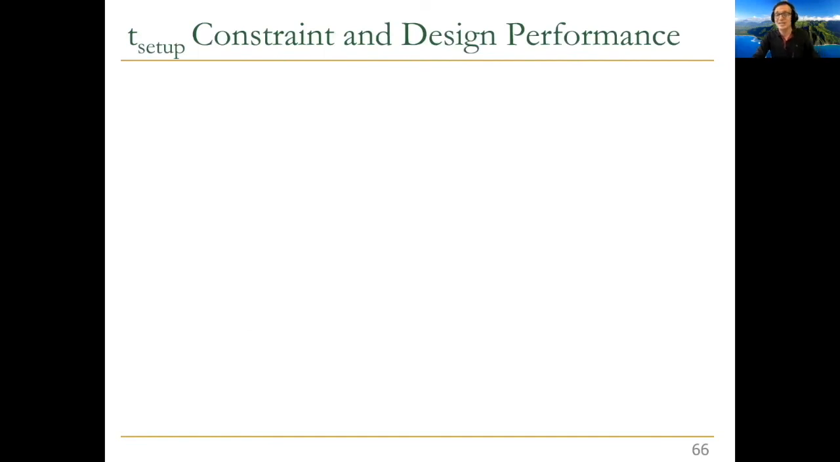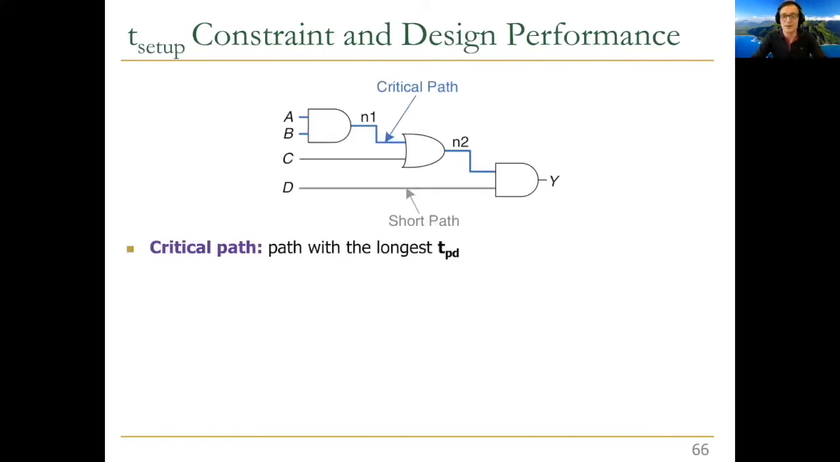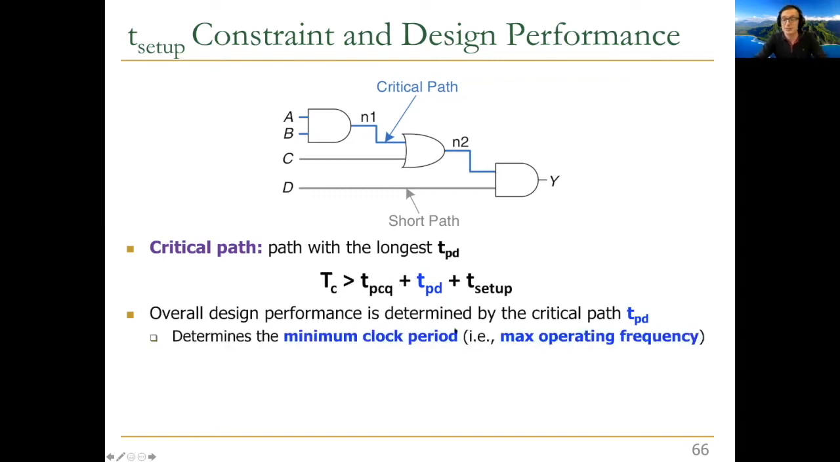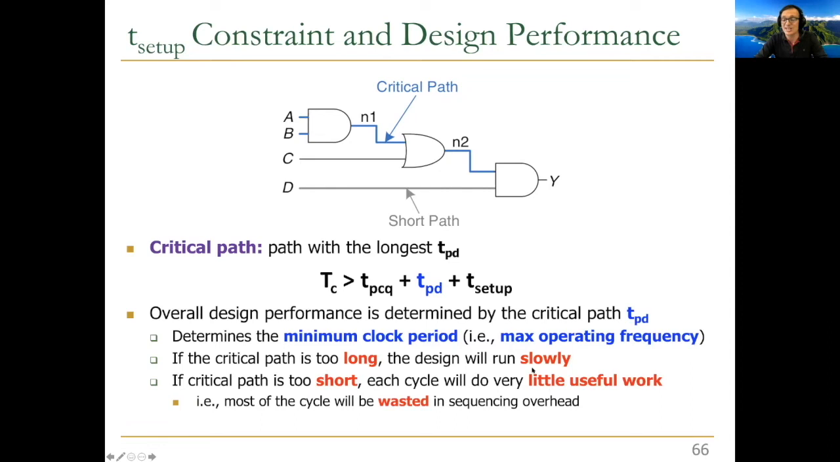Now let's take a look at the T setup constraint and the design performance. Remember, the critical path is the path with the longest TPD. Overall design performance is determined by the critical path TPD, and then you pay the sequencing overhead on top of that. So TPD determines the minimum clock period and max operating frequency, but that's not enough. You also need to add TPCQ and T setup times. If the critical path is too long, the design will run slowly. If it is too short, each cycle will do very little useful work, and most of the cycle will be wasted in the sequencing overhead, TPCQ plus T setup.